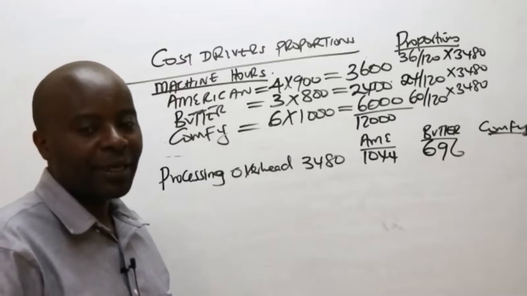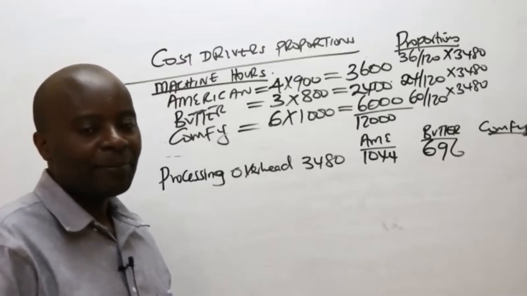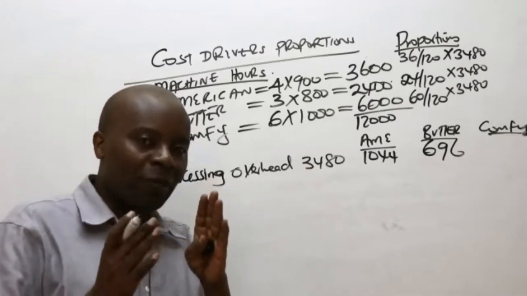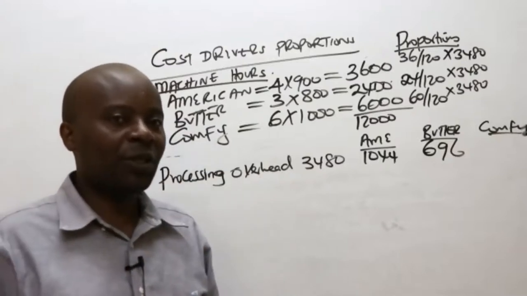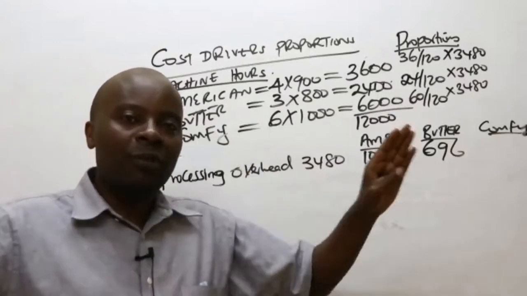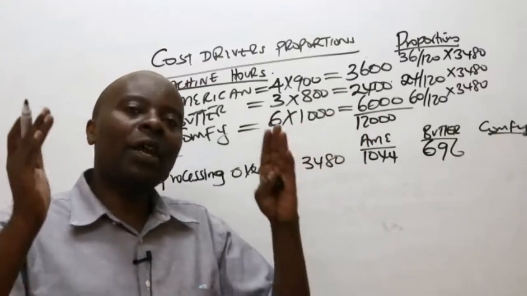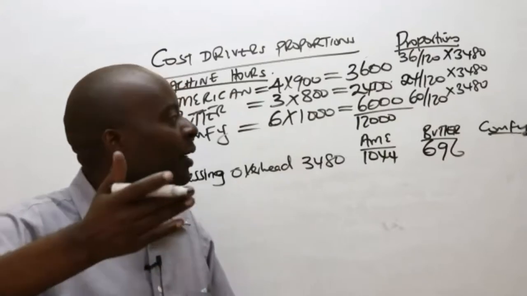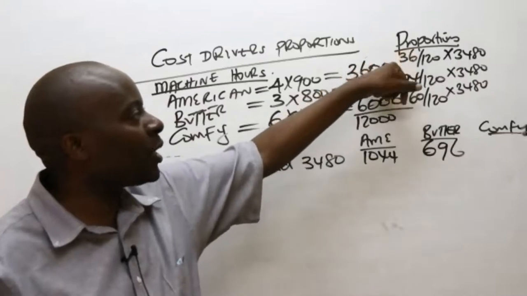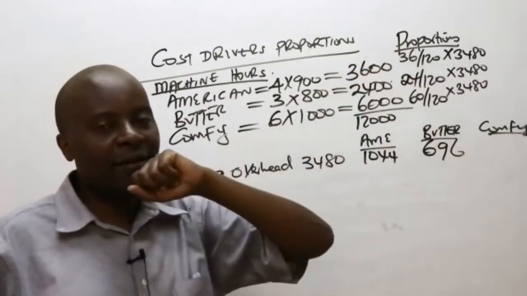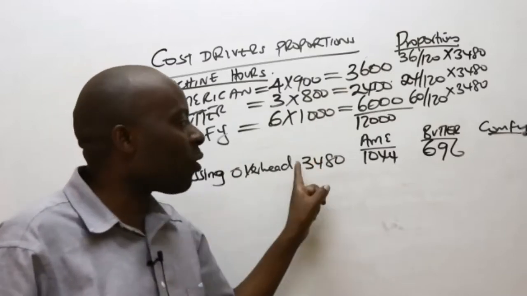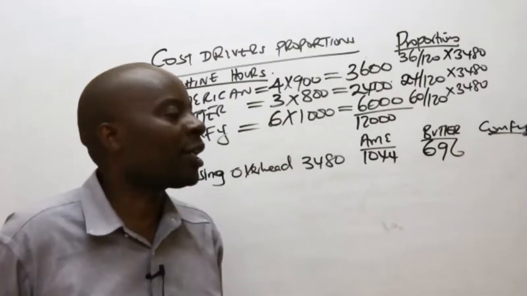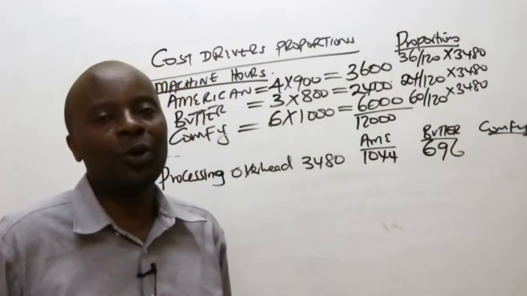Maybe as a question: why are we multiplying with 3480? You know what an overhead is? An overhead is a common expense, which is incurred for the benefit of many units. At the end of the day, the 3480, which is a common expense, has to be apportioned. The criteria we're going to use is the machine hours, whose proportions we've been able to get here. So the 3480 is a common figure that we want to apportion to our various products. So comfy, what do we have here for comfy?